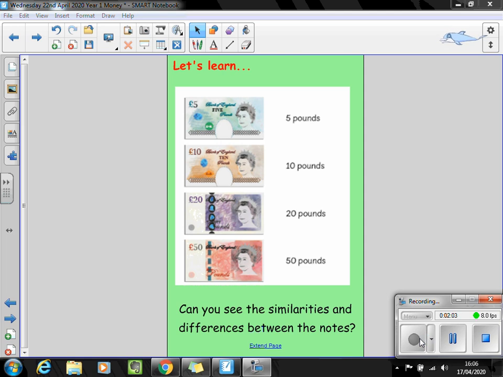The purple note is a £20 note. You can see the number 20 in the corner. I wonder if there's the word 20 written as a number anywhere. And last but not least, we have a red coloured note. That represents £50. Can you see the similarities and differences between those notes?